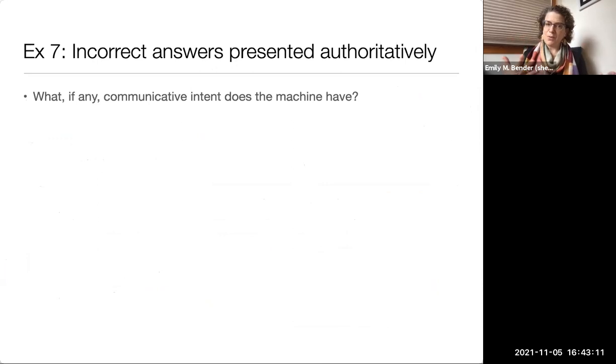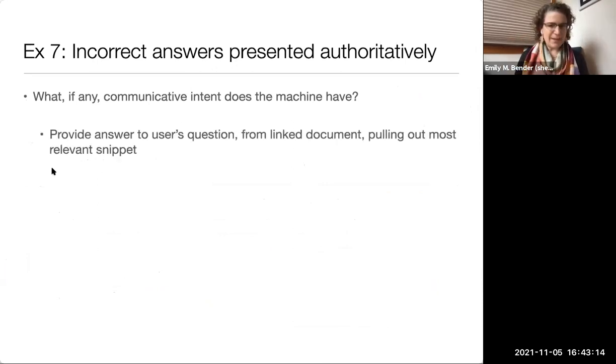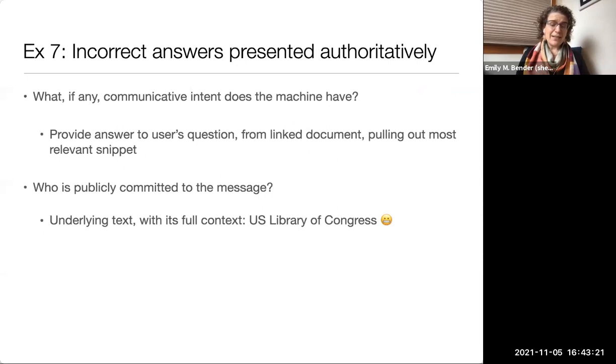So again, what was the communicative intent here? Provide an answer to the user's question from a linked document, pulling out the most relevant snippet. Who is publicly committed to the message? The underlying text with its full context in this case is the US Library of Congress, which gets the yikes icon because that was a sort of history of the Americas site that basically started with Jamestown, as if that's when history starts here. So yikes to US Library of Congress, but also yikes to Google, because Google's the one who said, we're positing the coherence relation of answer between your question and this snippet.